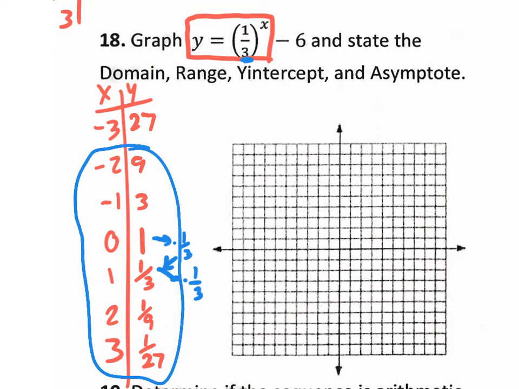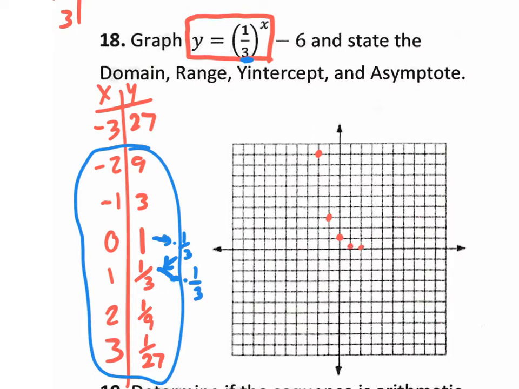Let's start with the 0, 1. 0, 1 is right here. Let's go to -2 and 9. It's right there. Let's go to negative, whoops, I'm sorry. I skipped -1 and 3. -1 and 3 is right there. -2 and 9 is right there. 1 and 1/3. So if you're at the origin and you go 1 and then 1/3 of the way up, it's not even halfway up. Let's put a dot right there.